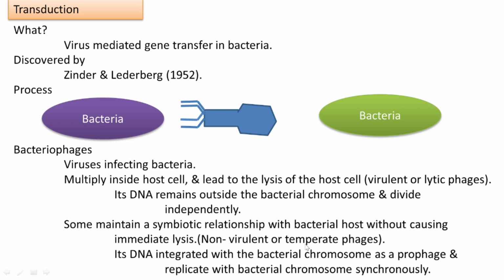In the case of temperate phages, when it first infects a bacterial host cell, the DNA of the bacteriophage integrates with the bacterial chromosome. At that stage, where the bacteriophage DNA is integrated with the bacterial chromosome, it is known as the prophage stage. And it replicates synchronously along with the bacterial chromosome. That's about non-virulent, or temperate, phages.